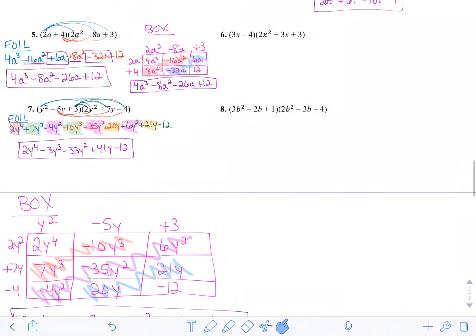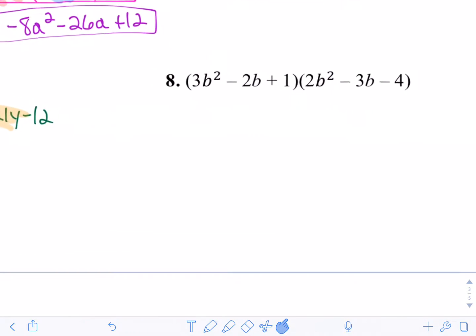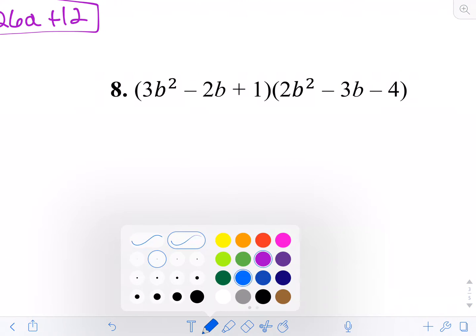Okay, I'm going to do one more like that, and then we are done. Okay, so let's go ahead and we're going to use FOIL.